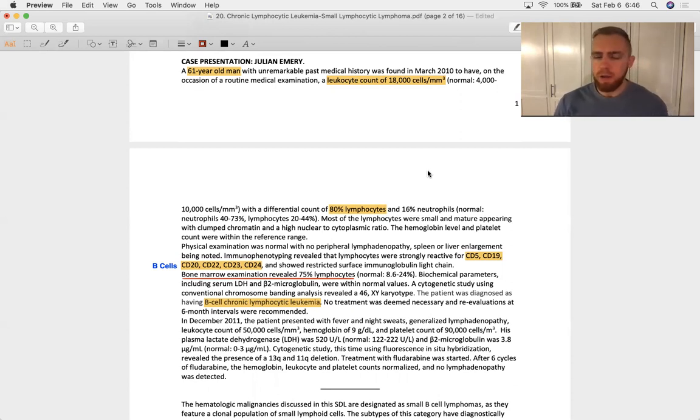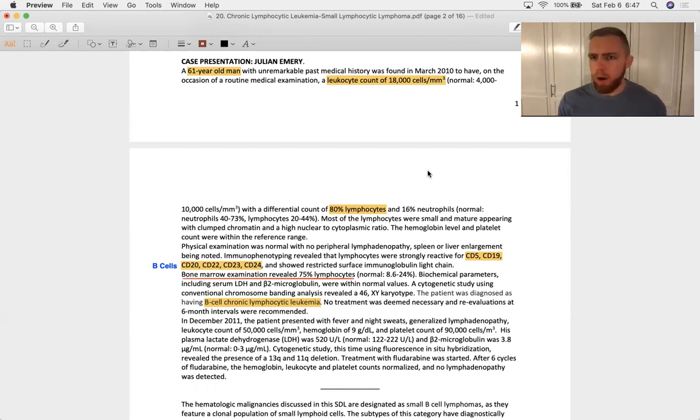Those are all classic B cell markers with the exception of CD5. So CD5 is normally a T cell marker, and there are a couple of lymphomas that stain CD5 positive, but because these lymphocytes are in the bloodstream, you're thinking leukemia rather than lymphoma. And CLL is the only leukemia that characteristically presents with cell surface CD5.